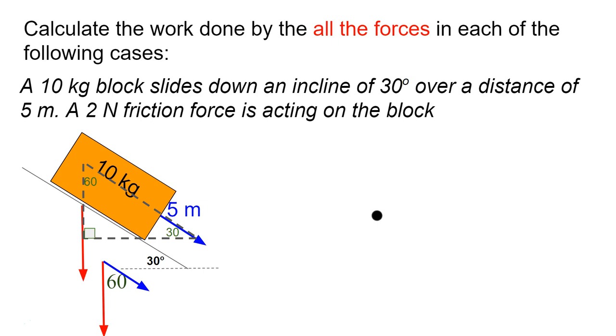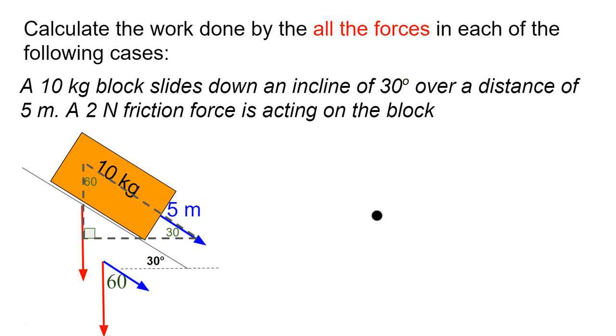Let's take things up a notch with this interesting problem. It's almost the same. A 10 kilogram block slides down an incline of 30 degrees over a distance of 5 meters, but now I have a 2 Newton friction force that is acting on the block. And the other difference is, I don't only want to work out the work done by the gravitational force, but I want to know the work done by all the forces, or therefore the net work that is done on the object. Before I calculate that, I must make sure that I know what forces are acting on my block.